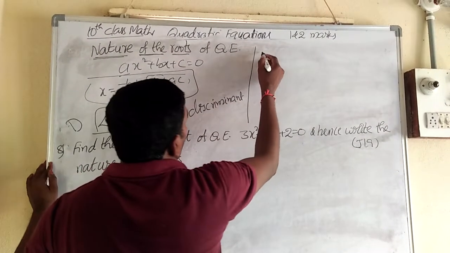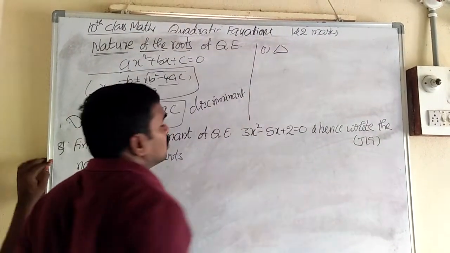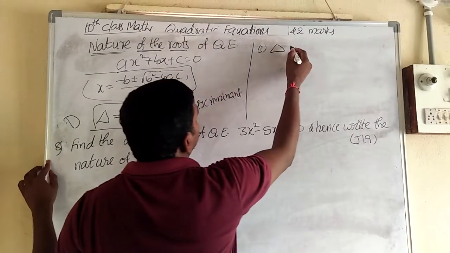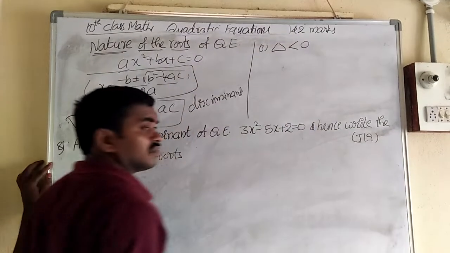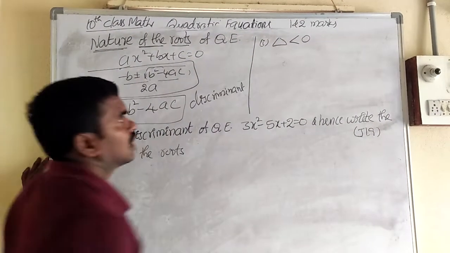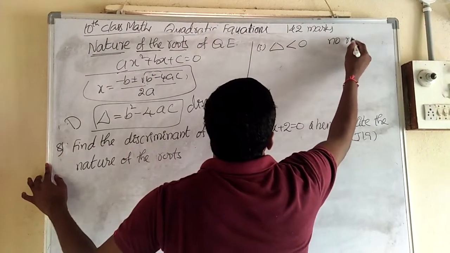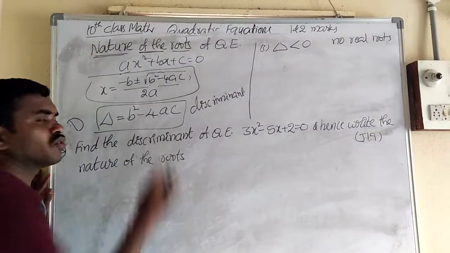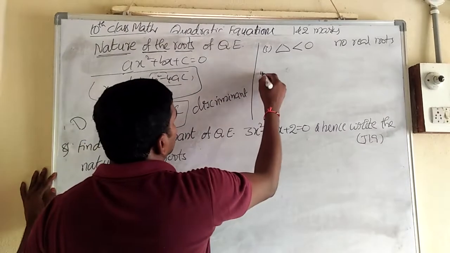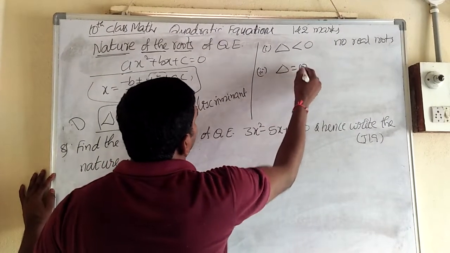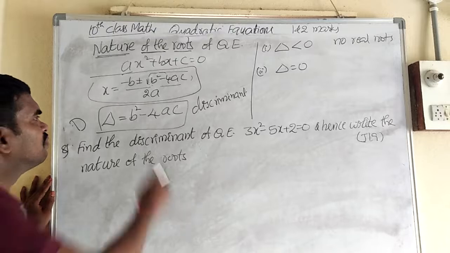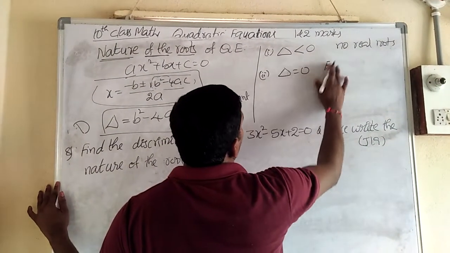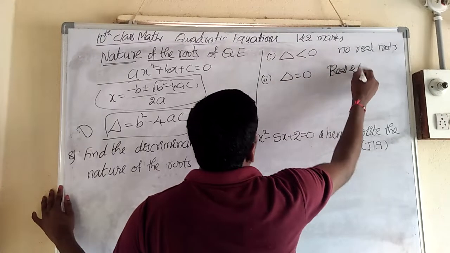How? For example, first we find the delta value, b square minus 4ac. If delta is less than 0, we can say that there are no real roots; roots do not exist if the delta value is negative. Second condition: if delta equals 0, that is, b square minus 4ac is 0, then the roots are real and equal.